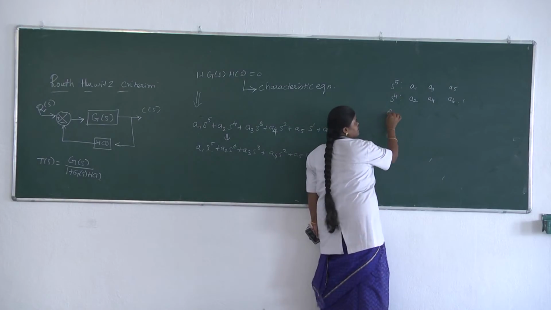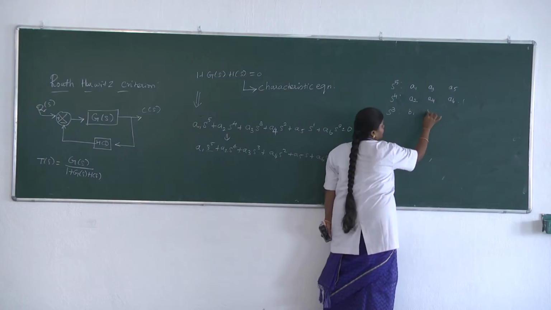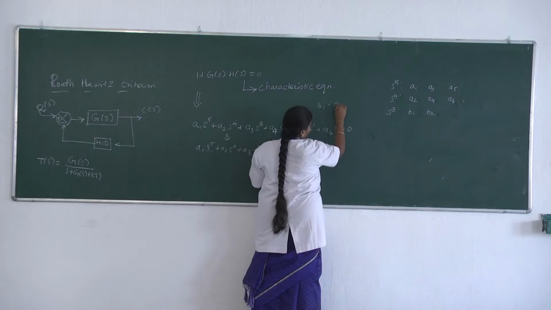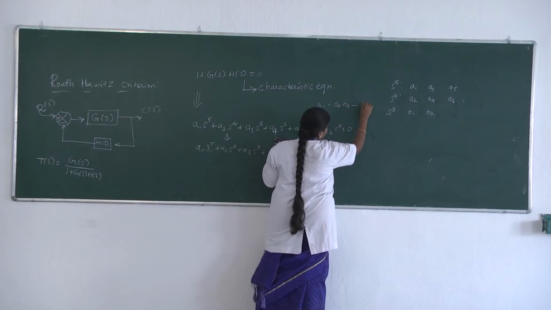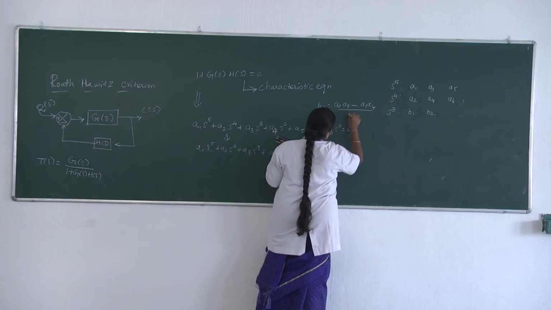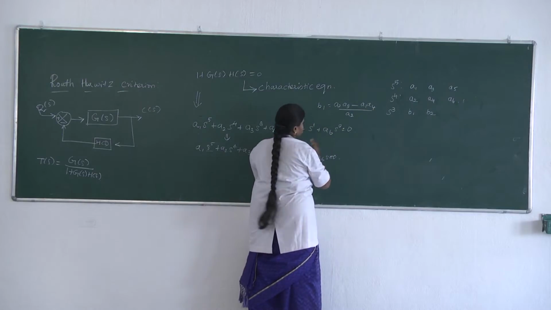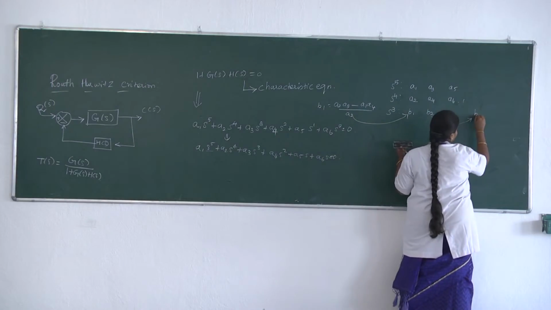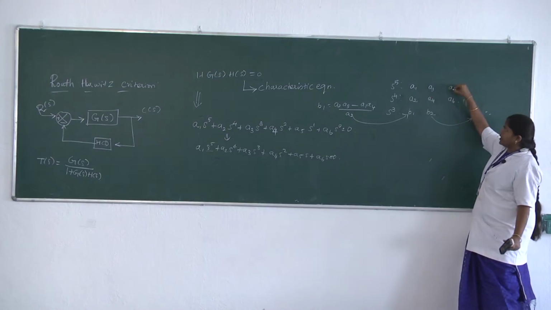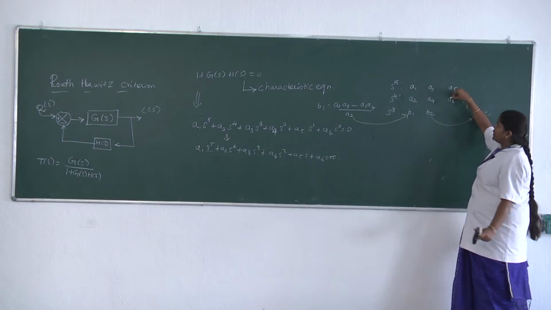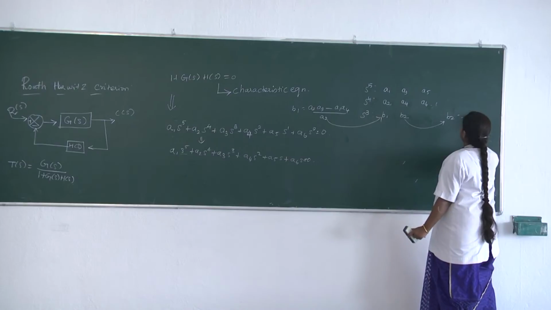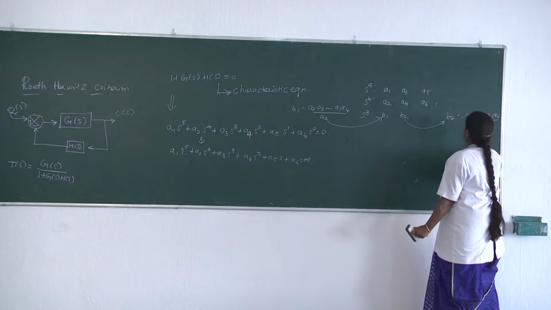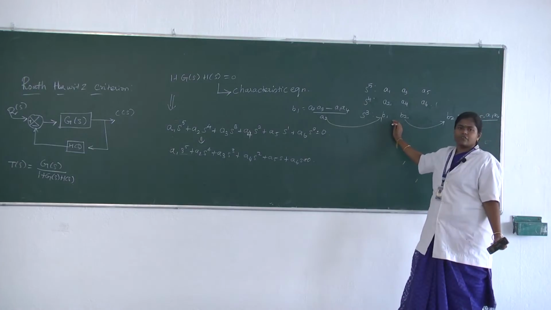Let me consider the next row as b1 and b2, where b1 is given by the equation a2 into a3 minus a1 into a4, divided by a2. This is the equation of b1. And the next one, b2, is given by the equation b2 is equal to a2 into a5 minus a1 into a6, divided by a2. This is the equation for b2.